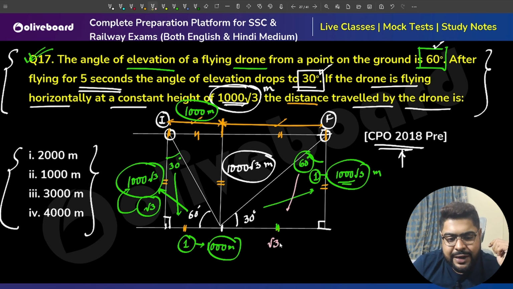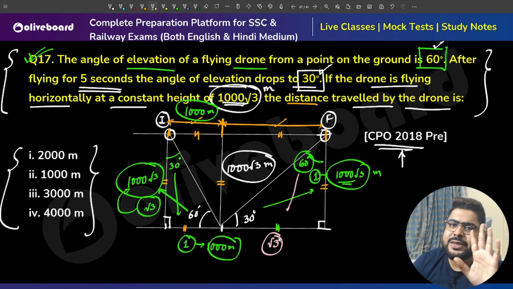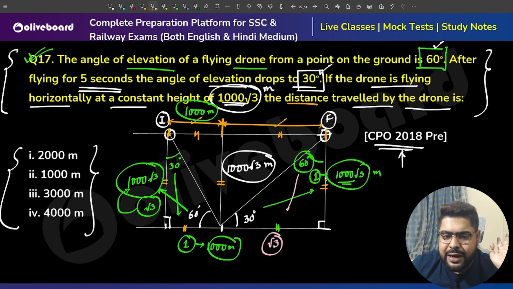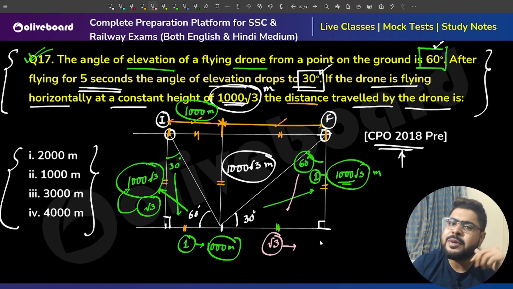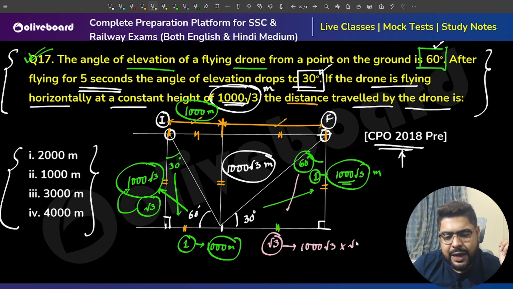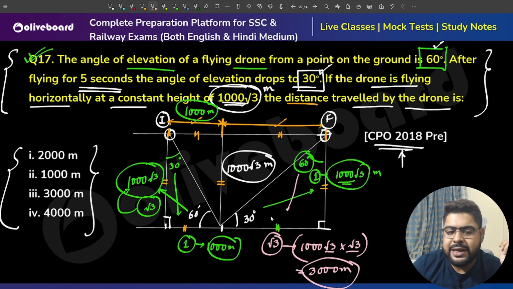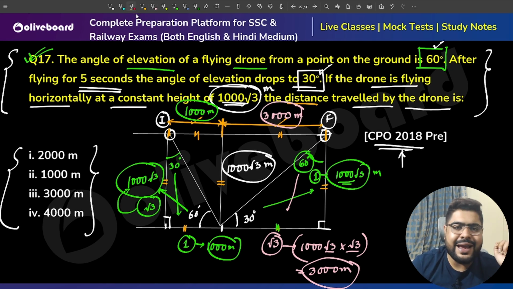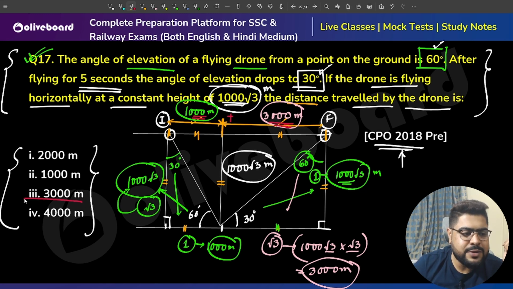We get root 3 units. The ratio is root 3 units. So if 1 unit is this, root 3 unit will be multiplied. So 1000 root 3 into another root 3. Root 3 into root 3 into 1000, so 3000. It is 3000 meters, meaning that this distance is 3000 meters. Now from this I can say what is the distance then? The 1000 meters plus this 3000 meters. So the answer is 4000 meters.